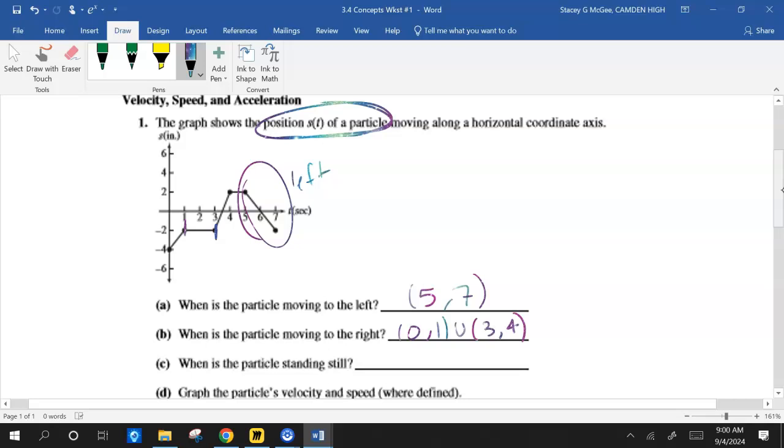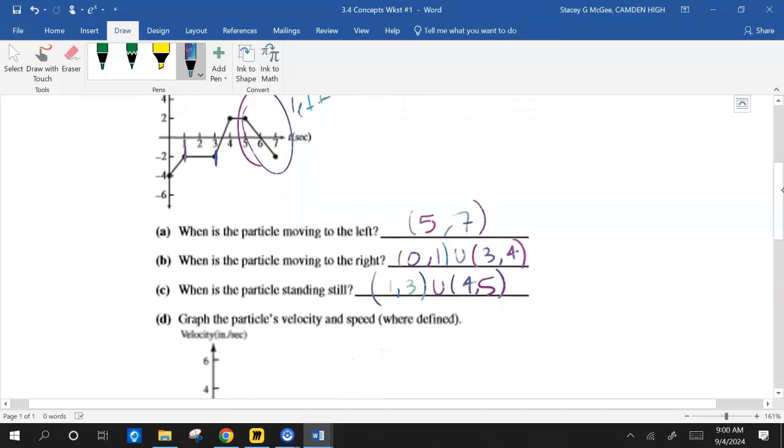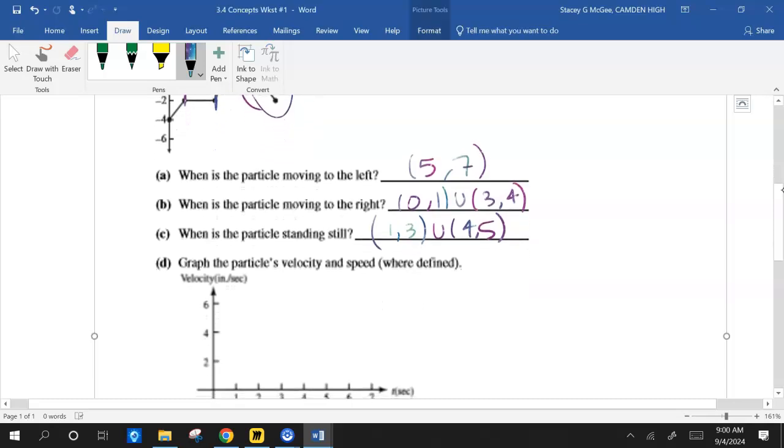When is the particle standing still? When is my bug just sitting there doing nothing? 1 to 3, 4 to 5. No, silly. This is just something for us to talk about. We camp out here for a little while. We are.